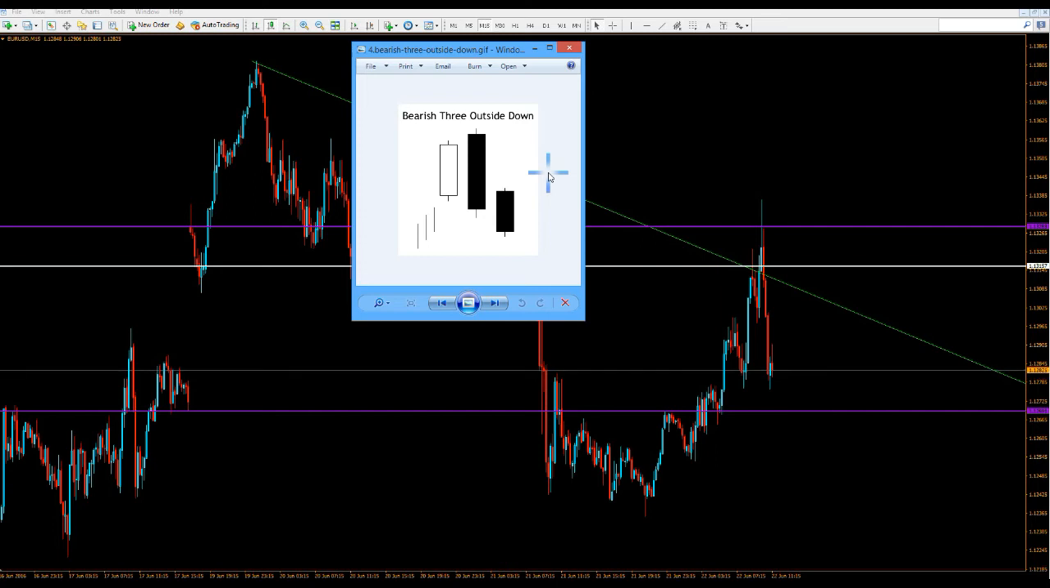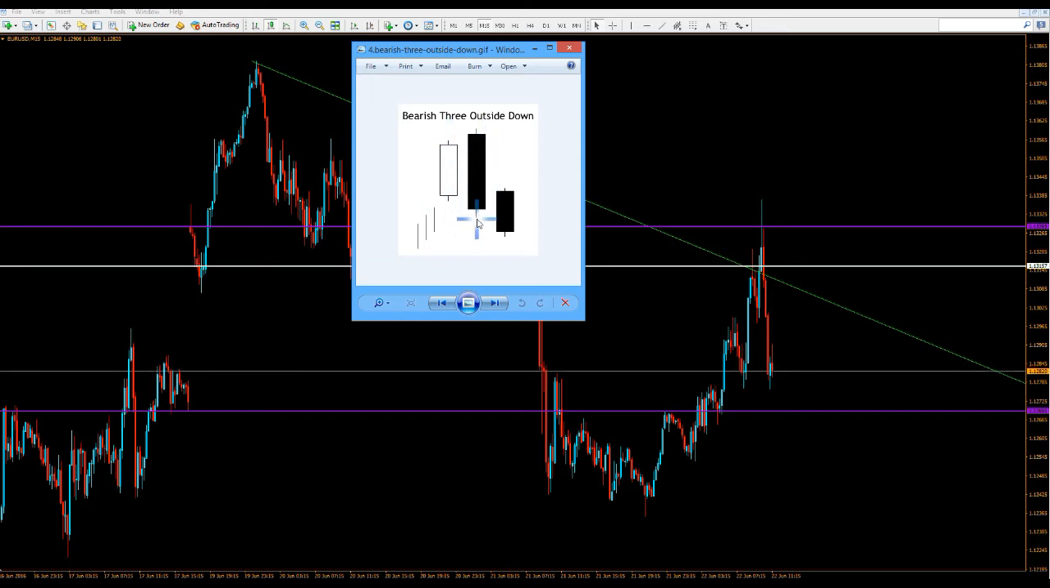Can you guess what happened here? Three outside down formation. Can you guess after seeing the previous ones? Okay, so what happened once again: in an uptrend, price is coming towards a potential resistance line, and then you have another short gap here, price opening here, trying to go up, but probably the sellers enter the market here and then pushed it down and all the way down, closing below the bullish candlestick here.